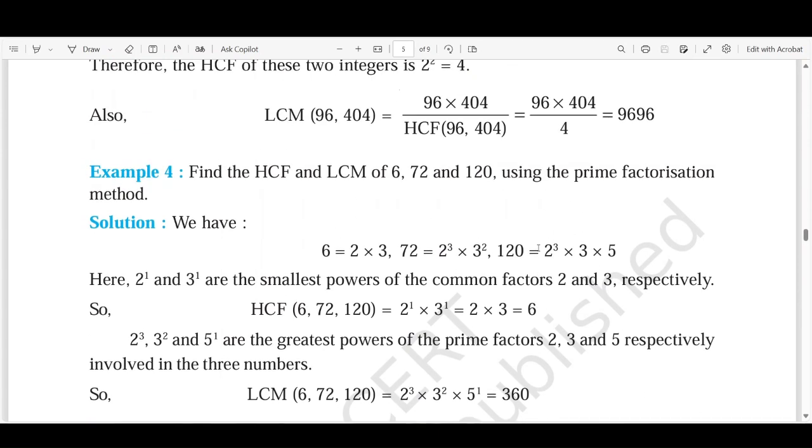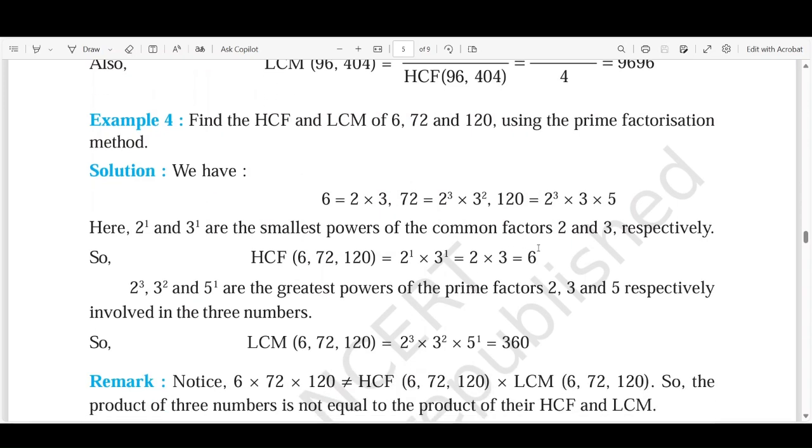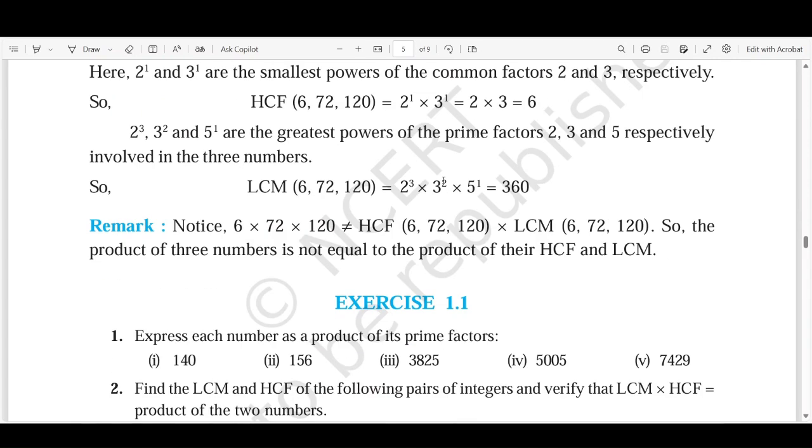Only for two positive integers, provided the LCM or HCF is given, we can easily estimate the other by dividing the product of the two numbers by the respective HCF or LCM value. So this cannot be applied for three numbers. Always remember this, it's very important.